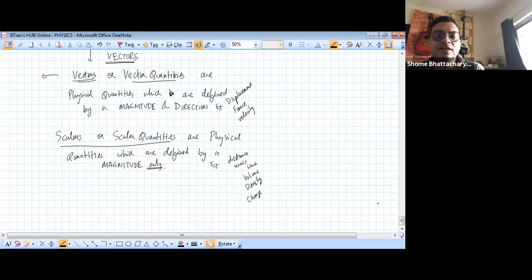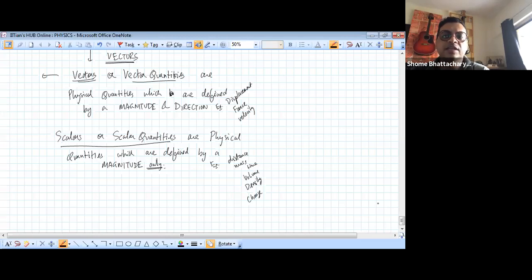Another way to understand why work is a scalar quantity. Suppose a body has kinetic energy of 50 joules and we do a work of 20 joules on it. So its kinetic energy will increase to how much? 70, right? Nothing else is possible. So it doesn't depend on any kind of direction.